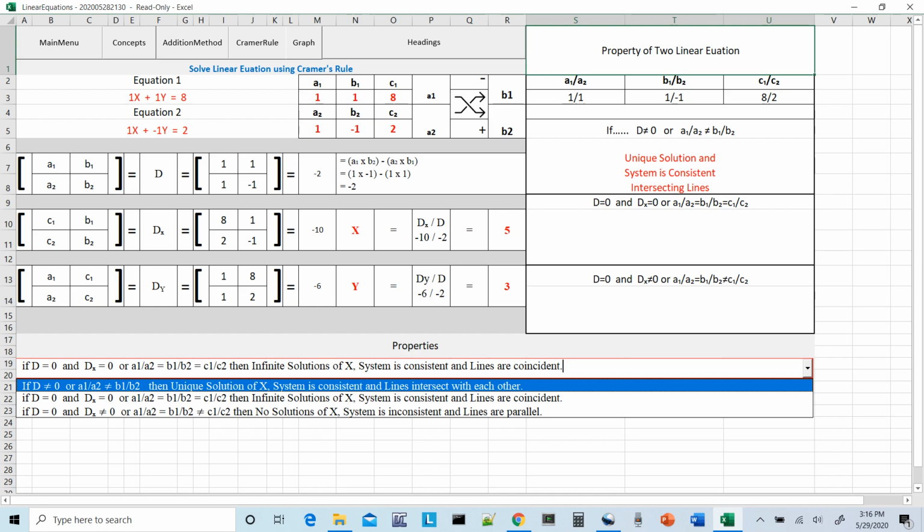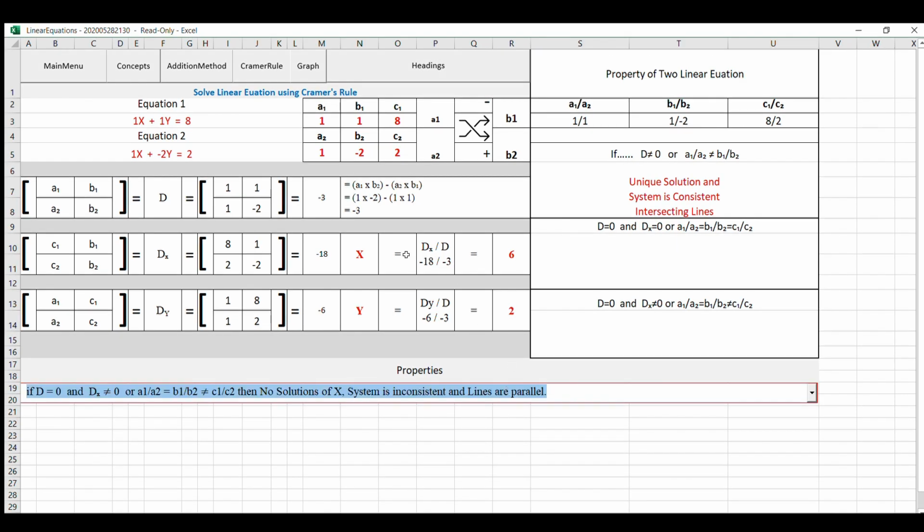Okay, if d is equal to 0 and dx is not equal to 0, or a1 upon a2 is equal to b1 upon b2, which is not equal to c1 upon c2, then no solution of x, system is inconsistent and lines are parallel, so no solution here. Got it? So now let's take our example number 16.